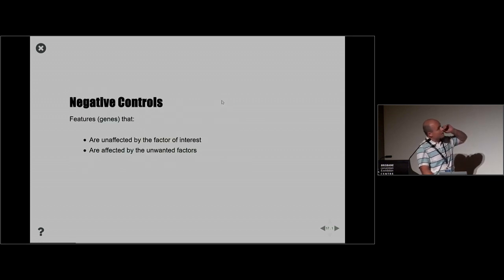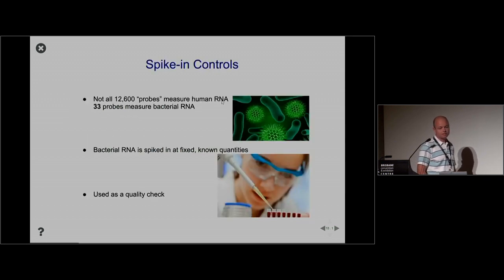So now I'm going to talk about what negative controls are. Negative controls are going to be features, or in our case, genes of the data, that are unaffected by the factor of interest and that are affected by the unwanted factors. One example of these would be spike-in controls. On a microarray, you have spots for, say, about 10,000, 12,000 genes. There are also some spots that don't measure RNA from human genes. They measure RNA from bacterial genes, and this RNA is spiked in during the course of the experiment.